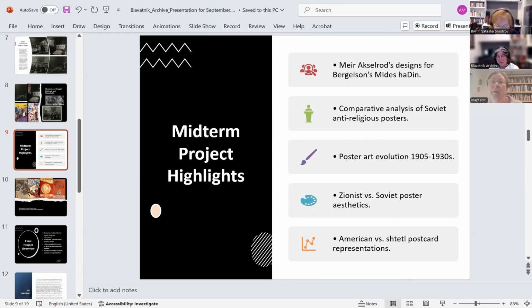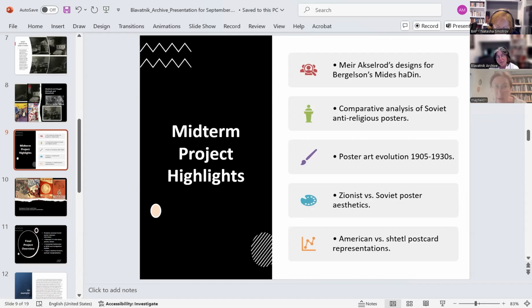As I said, Meir Axelrod designed for Bergelson's Midas Hadin. There was a very interesting analysis of Soviet anti-religious posters, Jewish and not Jewish, and how similar or different they are. And one of the students did an extremely interesting thing. Actually, I used it later when I did the course on Israeli culture. But the beginning of it was a student who did it in this particular course: Zionist versus Soviet poster aesthetics, because early Zionist aesthetics are very similar to Soviet poster aesthetics.